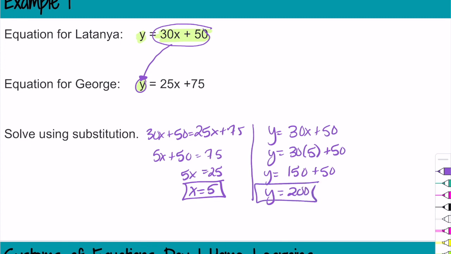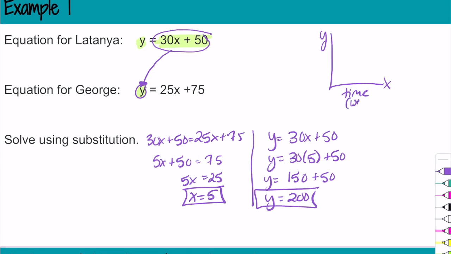But because this is a word problem, we need to know what that solution actually means. So if we think about a graph, if we were going to graph this relationship, remember Y is the dependent variable on the Y-axis, X is the independent variable on the X-axis. In this case, the time would be our independent variable, and we're measuring that in weeks. And then Y would be the total amount they've saved.